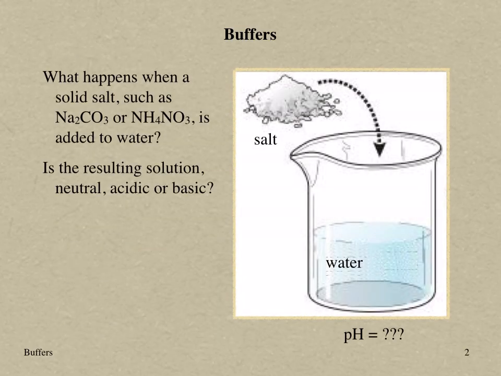The initial part of this experiment determines what, if anything, happens to the pH of water when adding a small amount of salt, such as sodium carbonate or ammonium nitrate. The question we must answer is: is the pH of this solution changed from a neutral value of pH equal to 7?